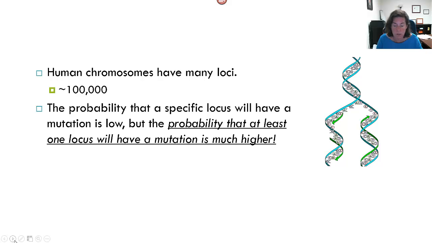Human chromosomes also have a ton of different loci. The exact number of loci is not known, but it's been estimated to be something like 100,000 loci on your chromosome. And the probability that a specific locus is going to have a mutation is low, but the probability that at least one locus will have a mutation is much, much higher.